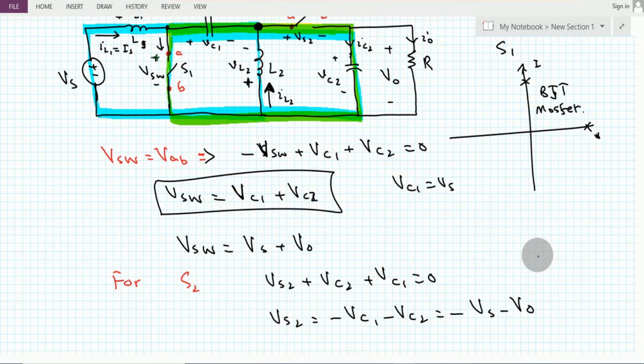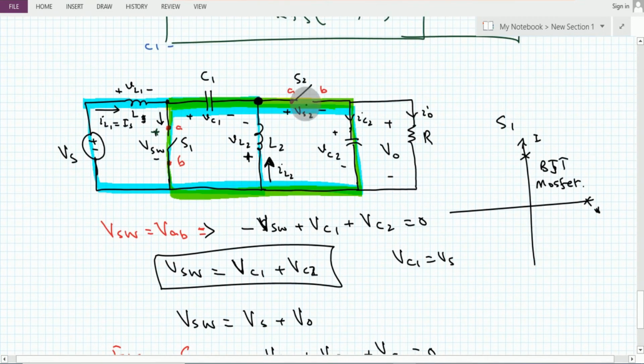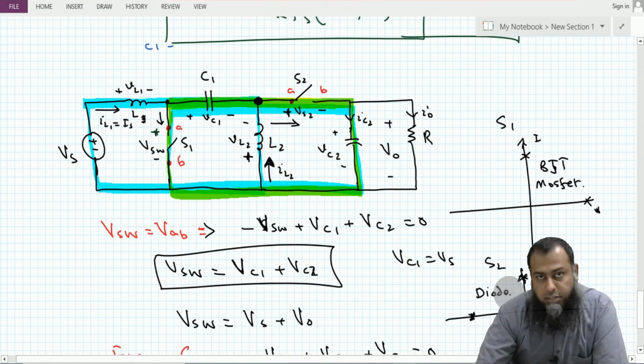As far as the current is concerned, when we turn on this switch, then the current enters this positive terminal, and therefore for the switch S2 we require a forward current flowing capability and a reverse voltage blocking capability, which is only available in a device which is known as a diode.